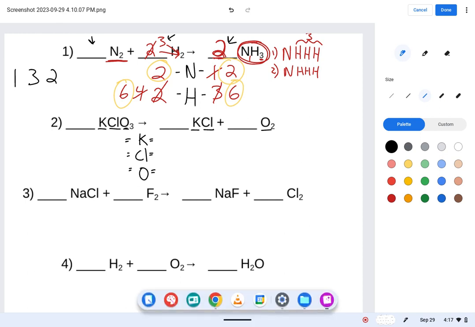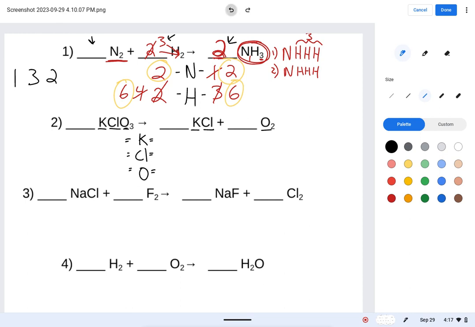All right, so how many potassiums are on the left? How many Ks on the left? There is 1 K. Ooh, let's change colors. There's 1 K on the left. Got 1 K on the left. How many Cls?